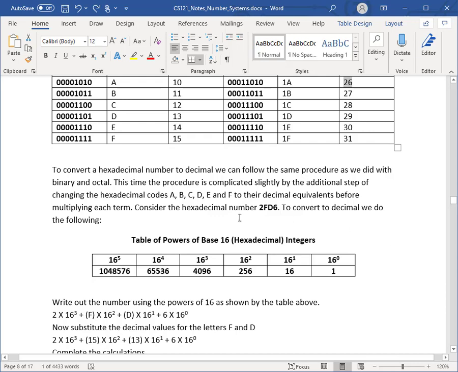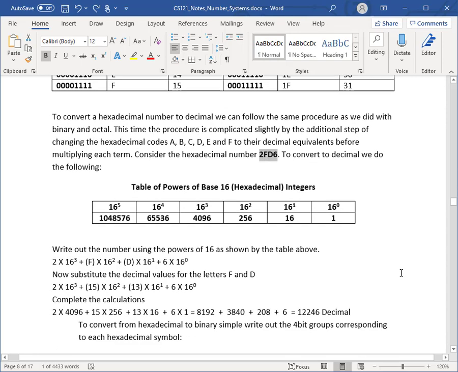Let's look at how we can convert a hexadecimal number to a decimal number. So let's use this example, 2FD6. We want to convert that to decimal. That's a hexadecimal value. Well, we follow the same process, and we need to know the powers of 16 and what numbers in decimal they correspond to. So that table is shown here. Okay, so 16 to the first is 16, here's 16 squared, 16 cubed, and so on, all the way up to 16 to the fifth power.